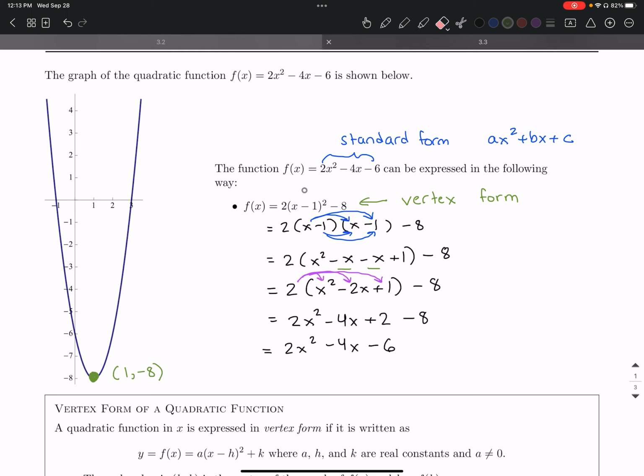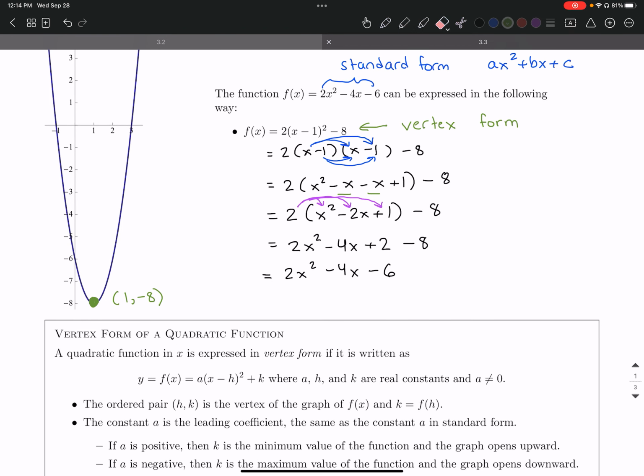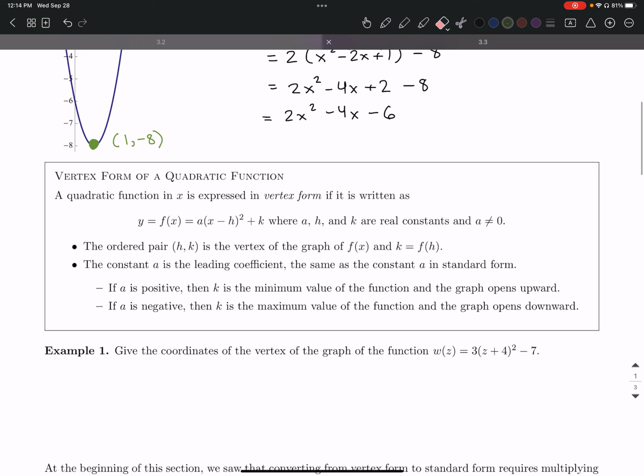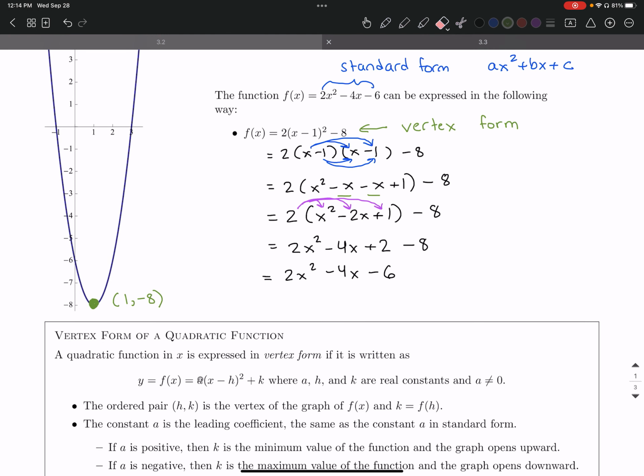This relationship doesn't just happen here, it's something that happens in general, and we will define vertex form for any quadratic. We say that a quadratic function with variable x is expressed in vertex form if we write it as y or f of x equals a, which is the leading coefficient, i.e., the number in front of the x squared when you're in standard form, times (x minus h) squared, plus k, where h is the x coordinate of your vertex and k is the y coordinate of your vertex.